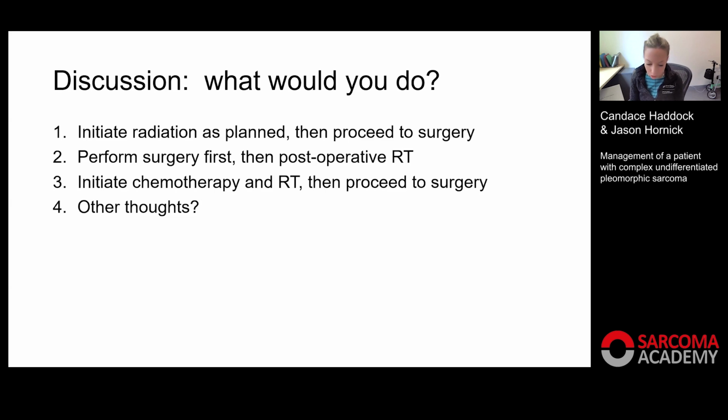For this patient who has a new diagnosis of a large, very symptomatic UPS of the extremity, with radiation set up to begin in 1 week, what would you do? Would you initiate radiation as planned, then proceed with surgery, or the opposite, perform surgery first and then go for radiation? Would you consider chemotherapy and radiation concurrently and then proceed to surgery, or any other thoughts?